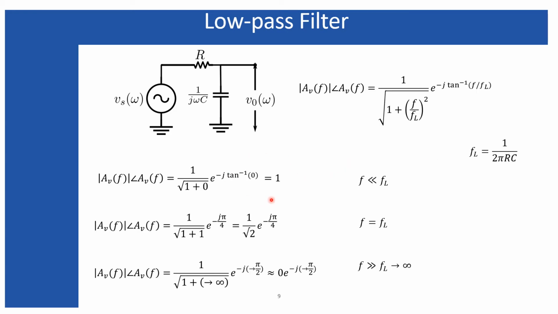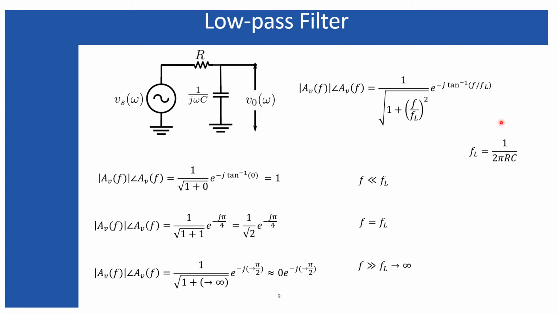So this is a summary of the low pass filter, where I have examined all of these points. For f very less than FL, the magnitude goes to 1 and the phase angle is 0 degree. At f equals FL, the magnitude goes to 1 over root 2, and the phase angle goes to minus pi by 4 or minus 45 degree. And when f goes to very greater than FL, the amplitude goes to 0, and the phase angle goes to minus pi by 2 or minus 90 degree.